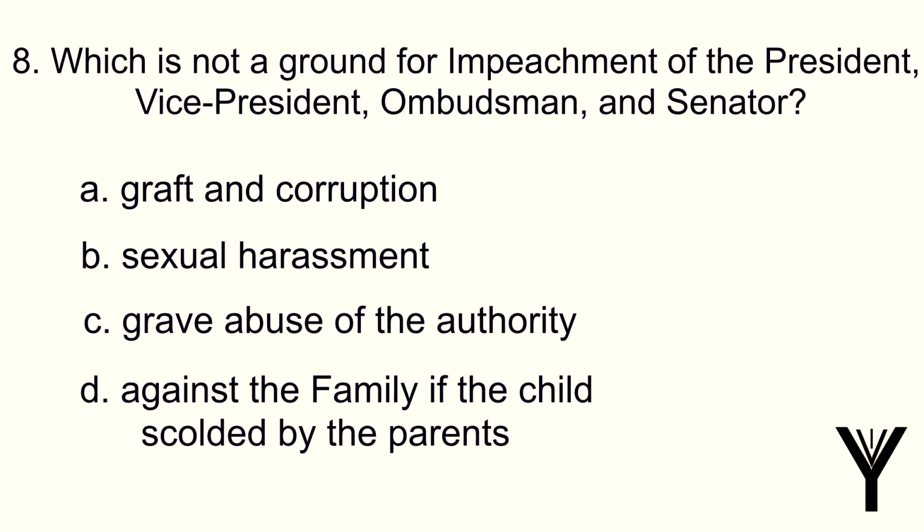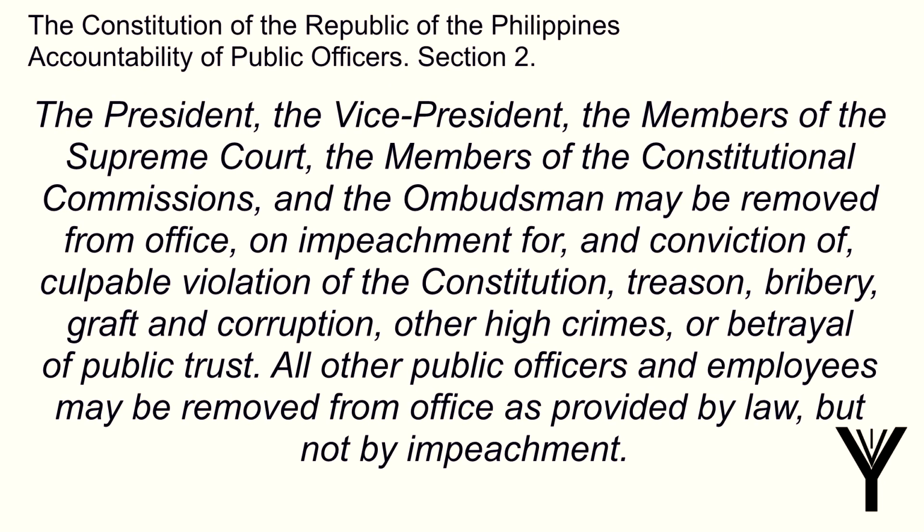The correct answer is D. Against the family if the child scolded by the parents. The President, the Vice President, the members of the Supreme Court, the members of the Constitutional Commissions, and the Ombudsman may be removed from office, on impeachment for, and conviction of, culpable violation of the Constitution, treason, bribery, graft and corruption, other high crimes, or betrayal of public trust. All other public officers and employees may be removed from office as provided by law, but not by impeachment.